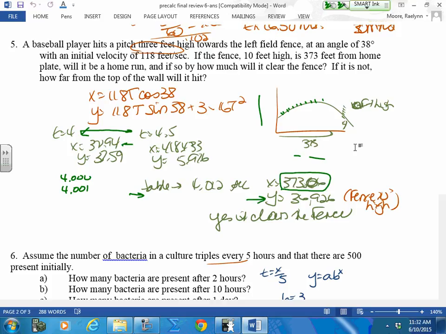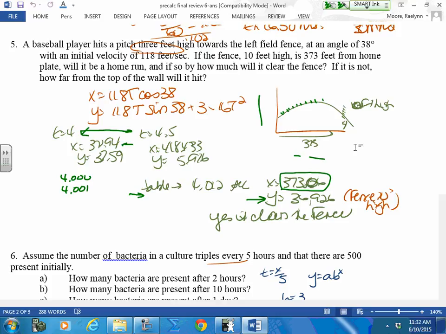This is the guide to watch. Did you clear 10 feet? That's your vertical distance. So, yep, I did clear 10 feet. And my ball is 36 feet over that fence. So I cleared the fence. So do we make a home run? We make a home run.